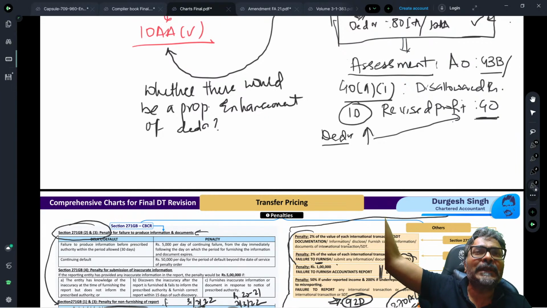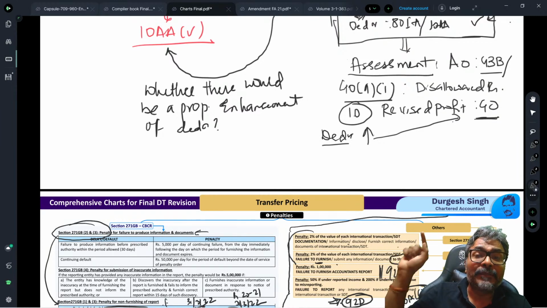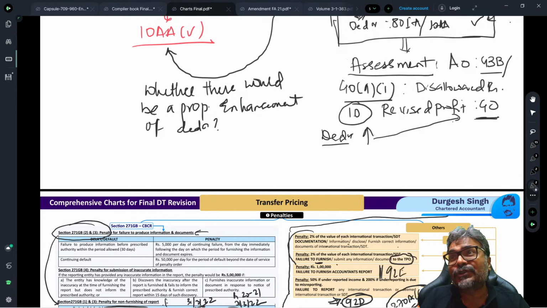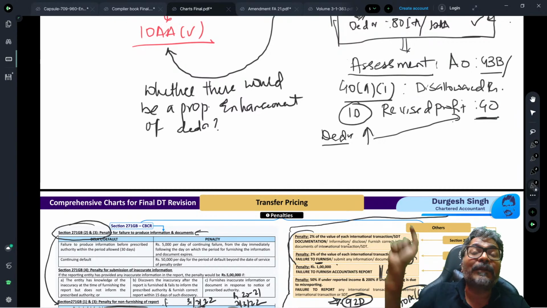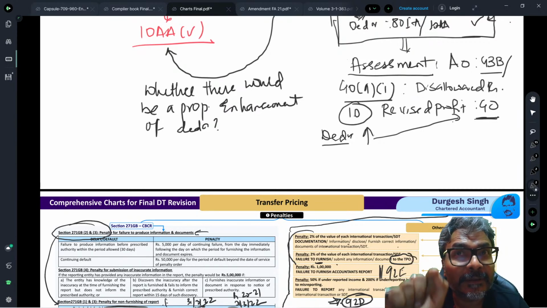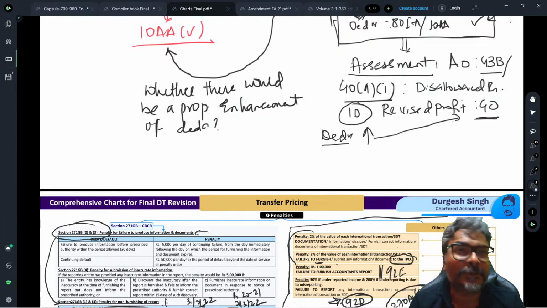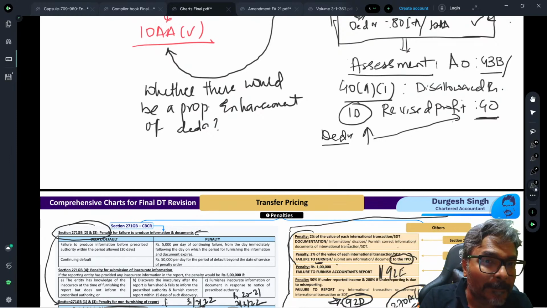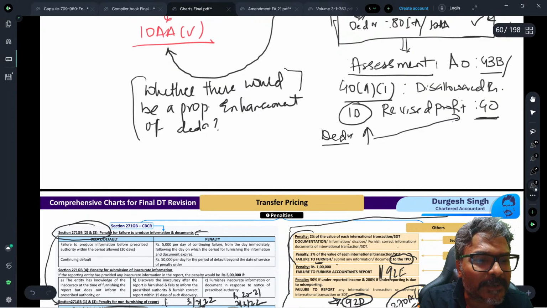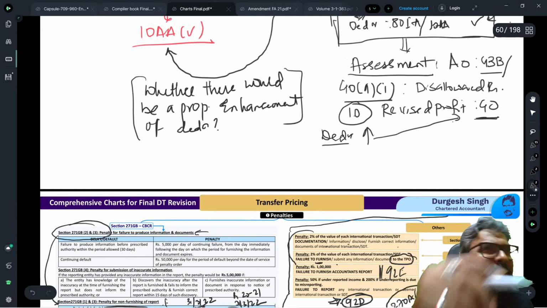Enhance your profit to 40, then your deduction under sections 80-IA, 80-IB, 10AA will be on 40 and not on 30. This is the concept that we have learned in the profit linked deduction. But now compare this with what we are doing in transfer pricing.